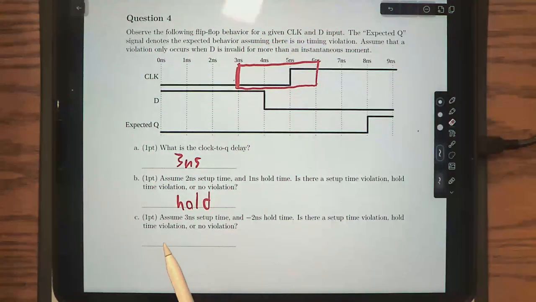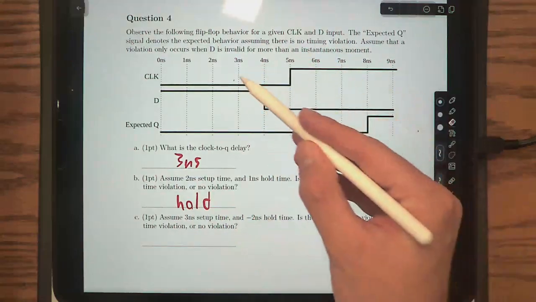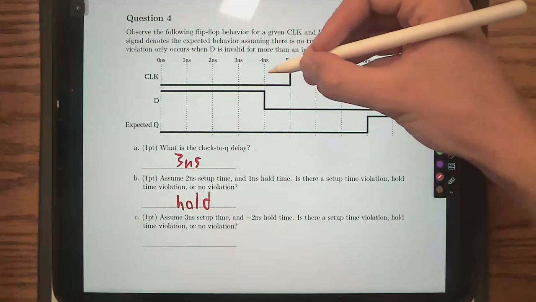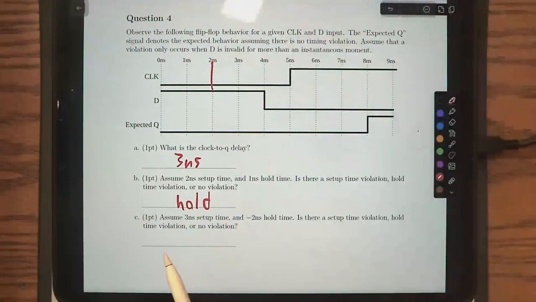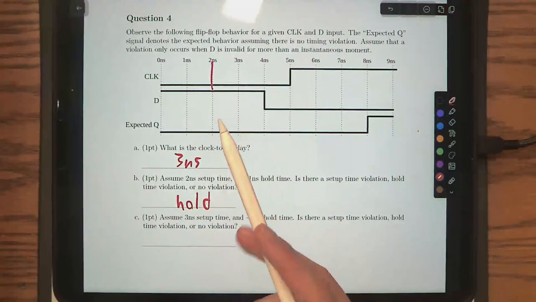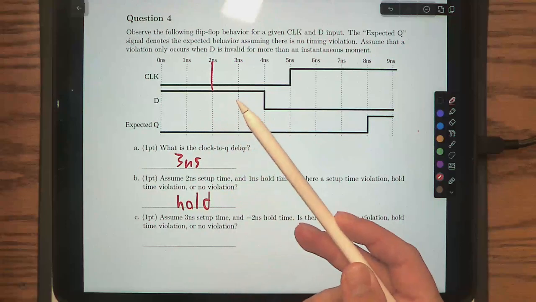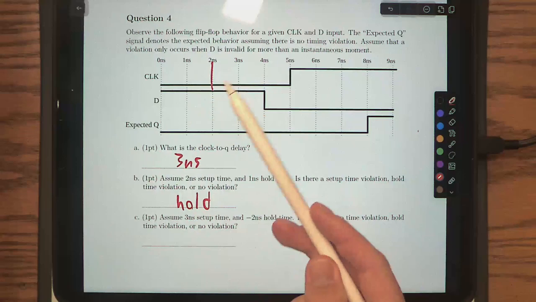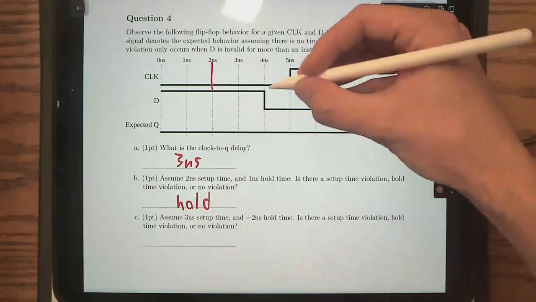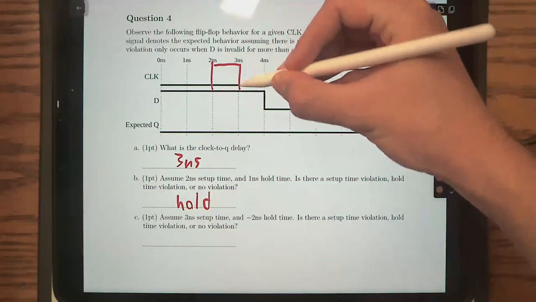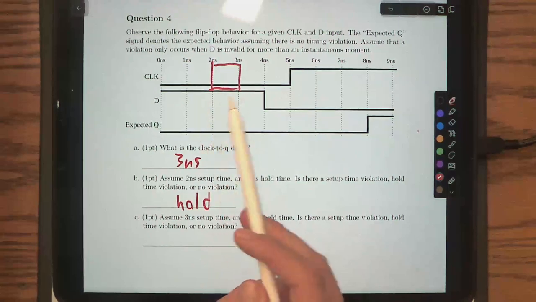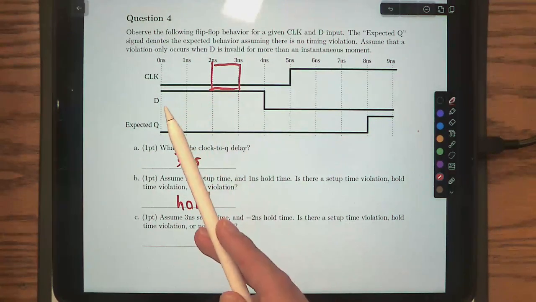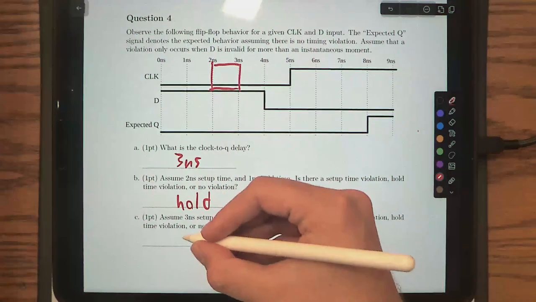Let's quickly do this other part now. It's saying assume 3 nanosecond setup time. So 1, 2, 3. Do we have a setup violation here? No, because it is set up to the correct value. Okay, 2 nanosecond hold time though, so we go 2 nanoseconds before the clock edge. Was D held constant throughout this entire aperture? Yes. Therefore, this is no violation.